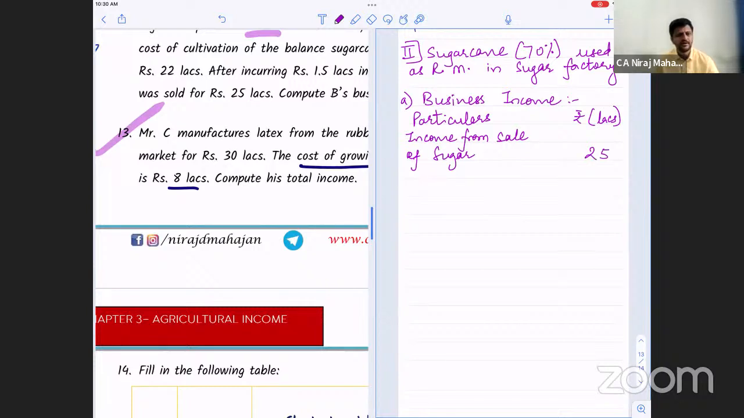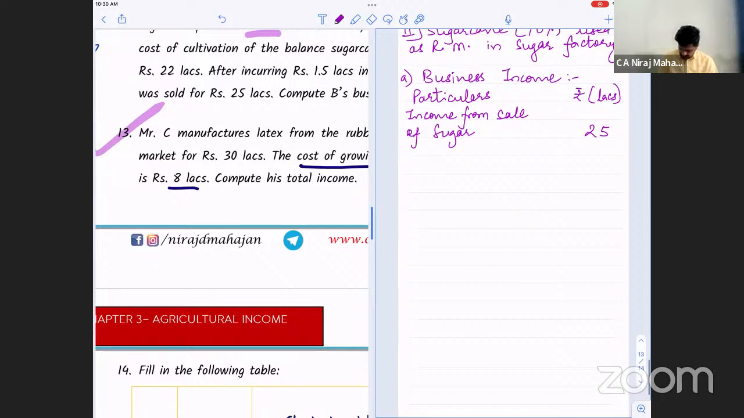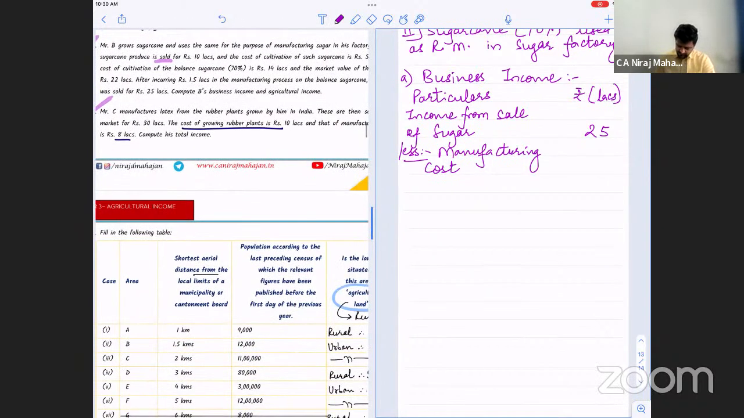I go the reverse way. I have sold sugar, so first I'll reduce the expenditure of manufacturing cost. So less manufacturing cost. Please understand, it is your factory. The expenditure which we are incurring in the factory. I think it is 1.5 lakhs given to you. Fine.